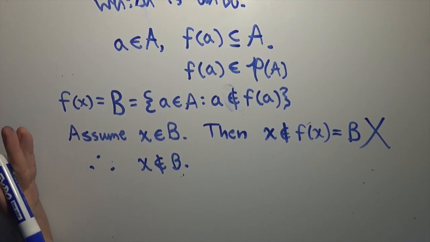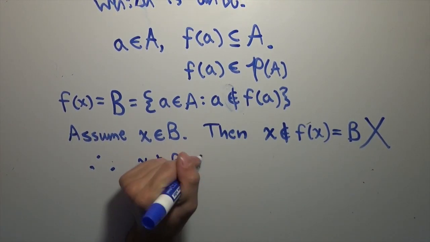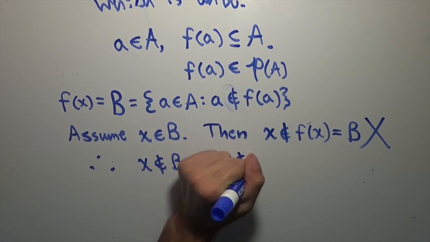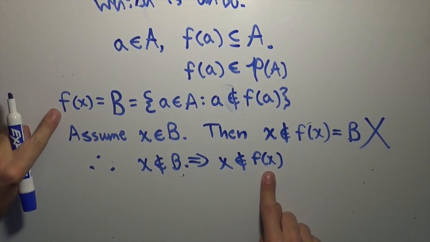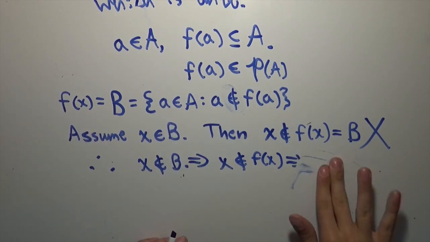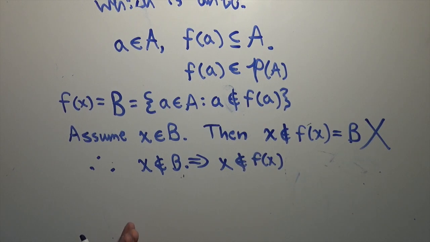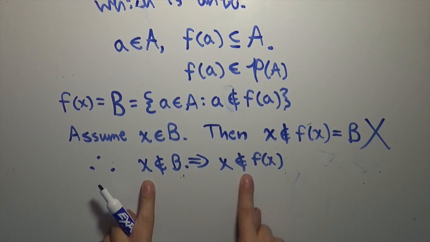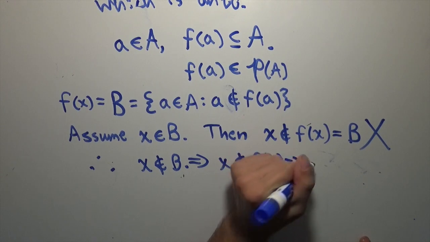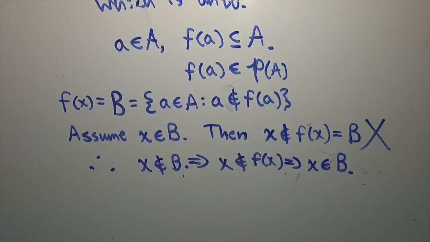x is not in B. But if x is not in B, then that means that x is not in f of x, because f of x is precisely B. By assumption of how we built B, it's all the elements of A who do not appear in the subset that they are mapped to. If x is not in B, then x is not in f of x, which implies that x is in B, which is a contradiction. So both cases can't be false. One of them has to be true, or else we have a contradiction. But both of them are false. It's not possible. This is a contradiction.